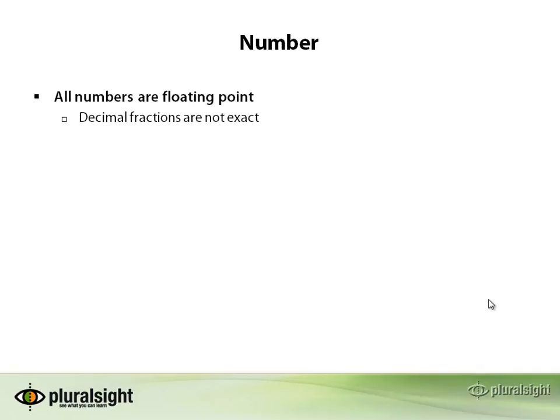All numbers are floating point. You may remember that JavaScript has only one numerical data type, and that is the floating point data type. It's convenient because you don't have to think about the type of the numbers that you're working with, but there's a trade-off because decimal fractions are not exact.